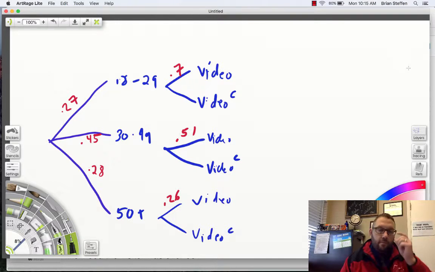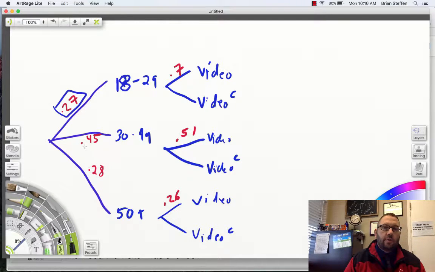So here is the tree diagram of the information provided. It said that of those that were, and I'll just clear this up here, this is 18 to 29 years old, was 27%. So that's this 27% over here.